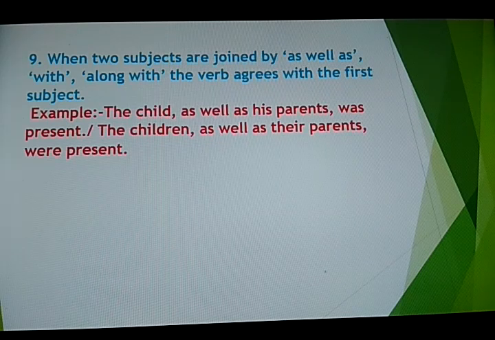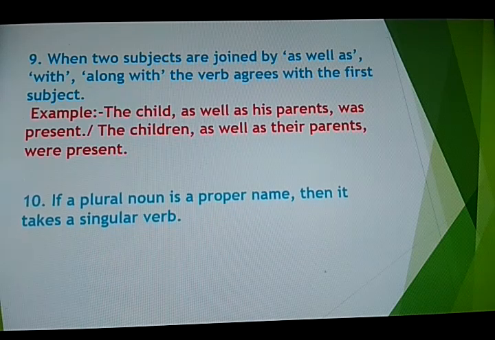Now next I have the second sentence, the children as well as their parents. Which one is the first subject? The children. Children is plural, so we use the plural verb. In this way we will use it.